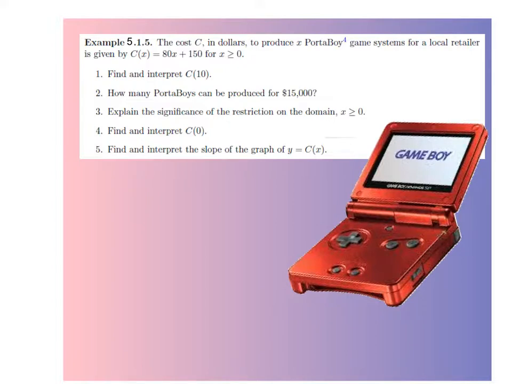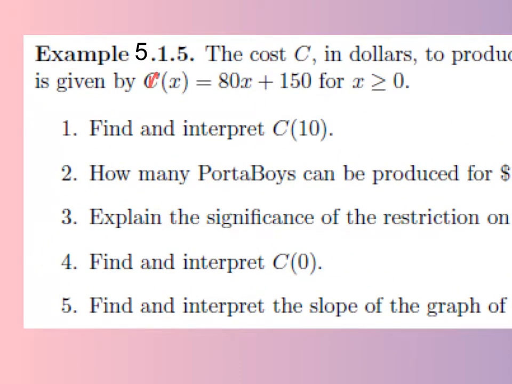All right. Number 2. How many Portaboys can be produced for $15,000? Well, where would I put the 15,000? C of X. All right, so if I was going to do that, I'd just have to zoom in on this and put a 15,000 right there and solve. That wouldn't be too tough.